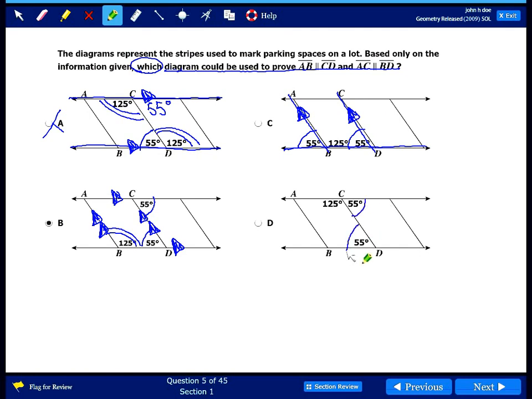With letter D, we have these two lines will be parallel. But again, we run into the same problem as with letter A. We don't have enough information to tell us that anything else is parallel, that AB is parallel to CD. So B is the correct answer. C and D do not work.